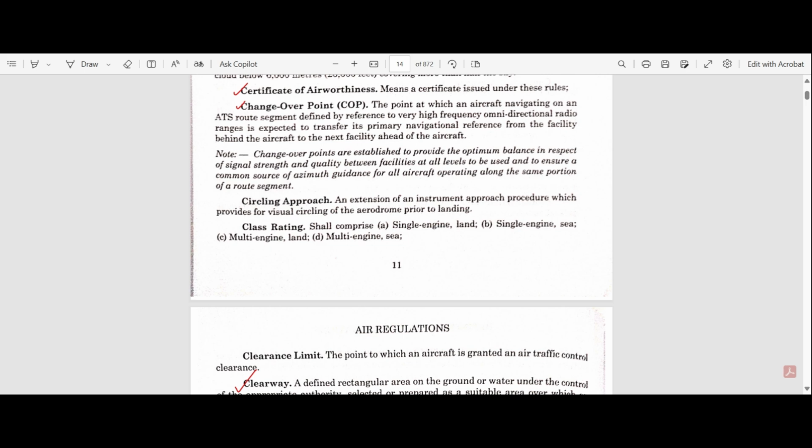What is changeover point? Basically, when I'm going from Delhi to a certain place, say Chennai, when I'm changing from Delhi ATC to some other ATC in between the route, that is the changeover point.